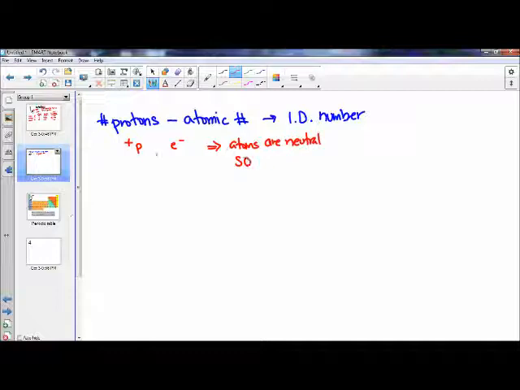So that means that in an atom, even though they're made out of positive and negative charges, they're neutral overall. It means the overall atom has no charge. So that has to mean the amount of positive charge has to equal the amount of negative charge, or the number of protons has to equal the number of electrons.